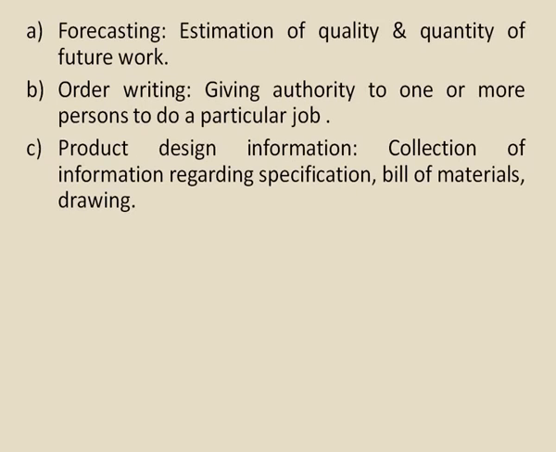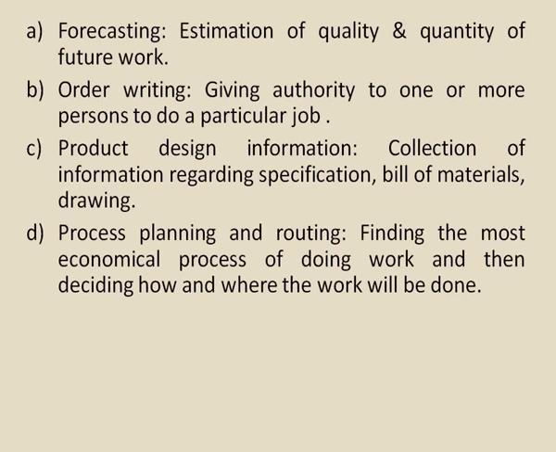Third comes product design information. It is collection of information regarding specification, bill of material and drawing. So collecting as much information as possible: which procedures you want to do, what are the operations, what are the processes on that particular product, which material you want to select. What will be the parts, what will be the material, what will be the properties, that is all discussed in information regarding specification. Then bill of material means all the parts that will be included to assemble the product. And then drawing, by providing all the material information, properties. Finally the drawing is prepared of that particular product which you want to manufacture. So that is product design and information.